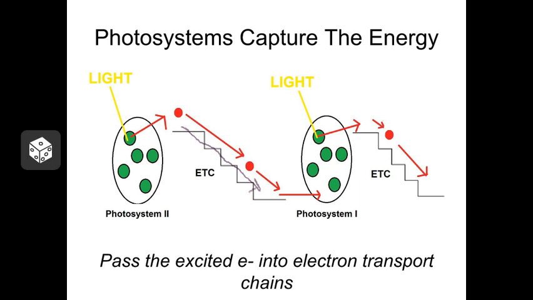Once the electrons get to the bottom of this first electron transport chain, they're pretty depleted, they're pretty tired. So they get passed into another photosystem where they get zapped with light energy again, they get energized again, and a second electron transport chain grabs them and starts making use of that energy.